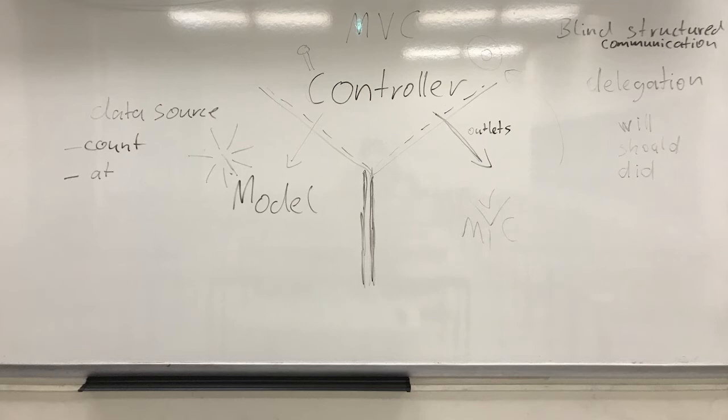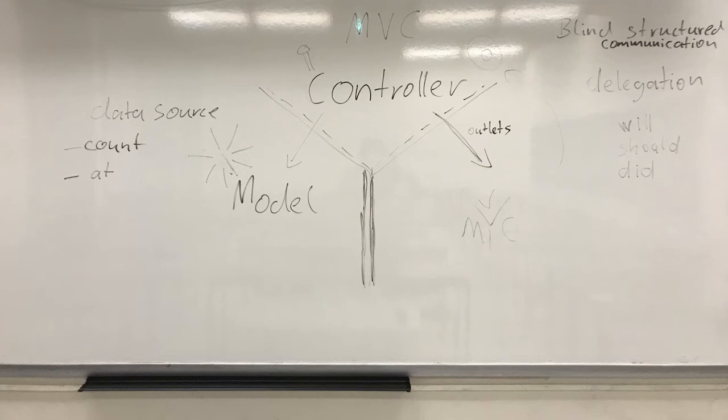So words or method names that are probably going to be part of a delegation protocol are will, as in I will do something, I will scroll. Should. Should and did. So I just scrolled. Whoever cares, whoever is my delegate, please do something. I just scrolled. So yeah, this is another way.